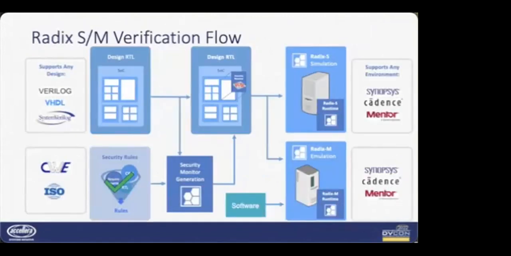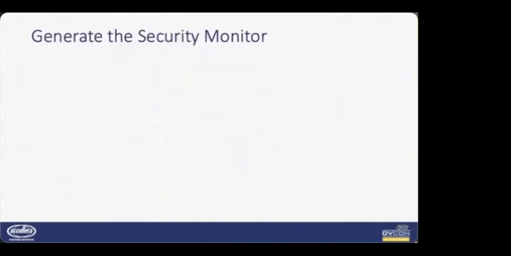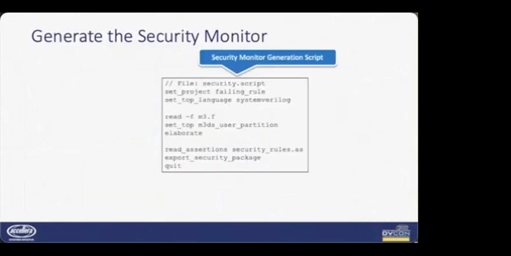Revisiting the flow of Radix in the verification environment, we have now converted the security requirements to Radix security rules, and we're ready for the next steps of security monitor generation and compiling and running with the simulator. How do we generate the security monitor? We create a script with the following lines.